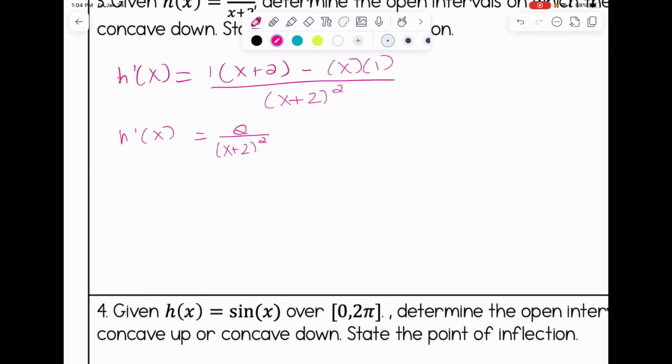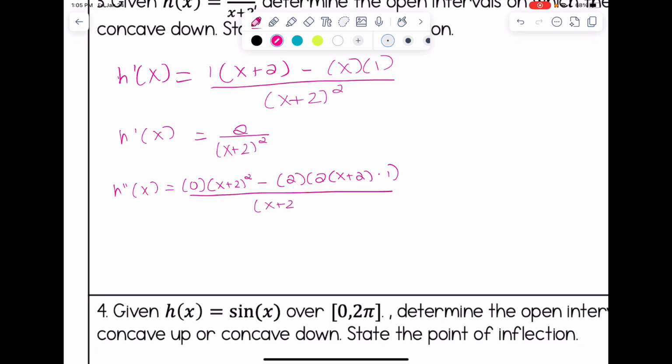Now we're going to take the second derivative, once again using quotient rule. You could rewrite it as x plus 2 to the negative 2 power as well. That would also work. So if I use quotient rule, I'm going to get 0 times x plus 2 squared minus 2 parentheses x plus 2, and then it would be times 1 in here if I was utilizing the chain rule appropriately, over x plus 2 to the 4th. It was originally to the second power, so now we're going to put it to the 4th.